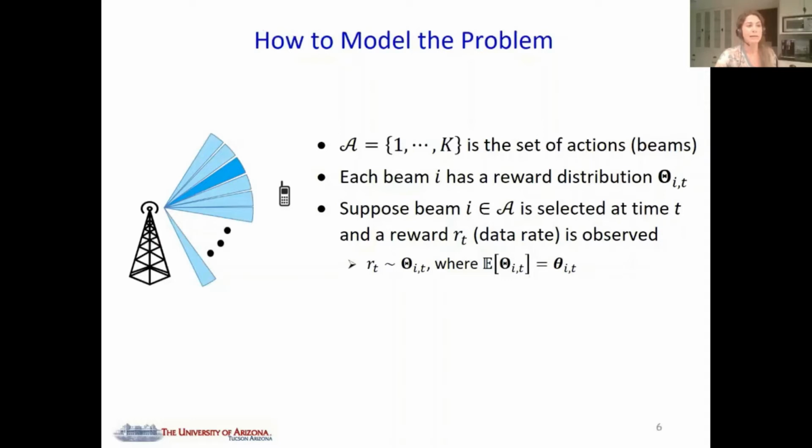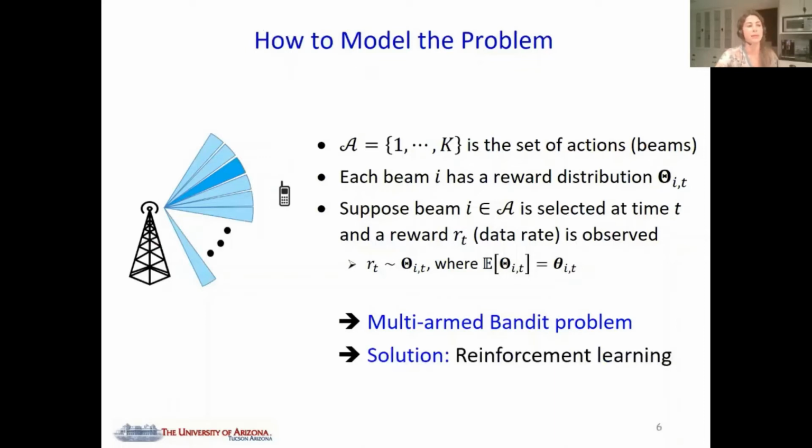And each beam i has an associated reward distribution, capital theta i, at time t. Let's suppose that the base station selects beam i at time t, and it observes a reward r_t from that beam, which could be data rate, for instance. This reward is sampled from the distribution capital theta i,t, where the mean of this distribution is denoted by lowercase theta i,t. And you can probably see where I'm going with this. This is actually a multi-arm bandit problem's definition. And the solution that we are proposing here is to solve this problem using reinforcement learning.